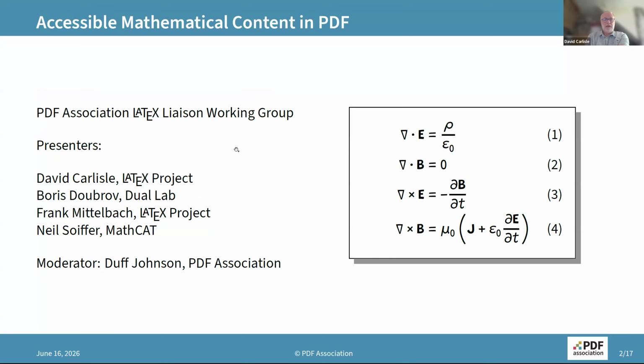Equation 1 with label 1, equation 2 with label 2. You can maybe just hear it. It's probably pretty... Oh yeah, Neil's got MathCAT running. It's probably quite illuminating. Yep. Let me move to that.